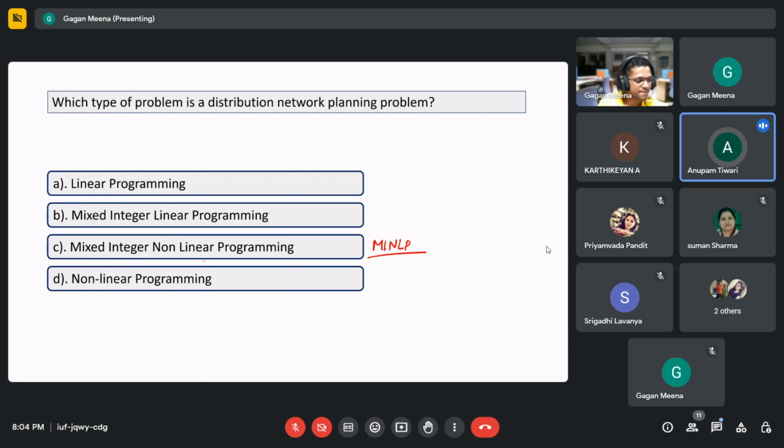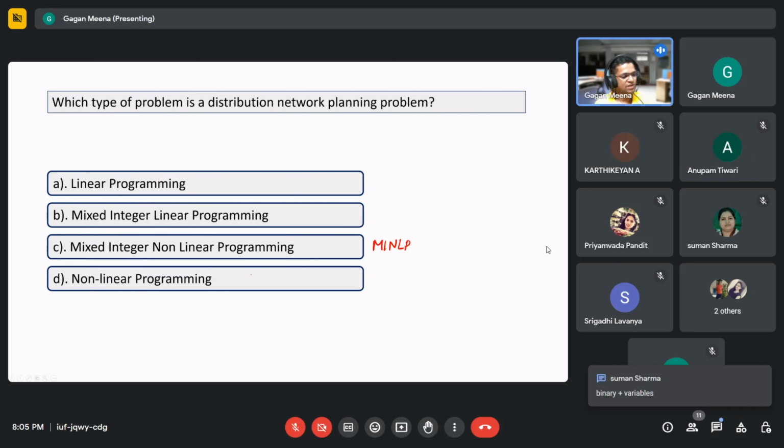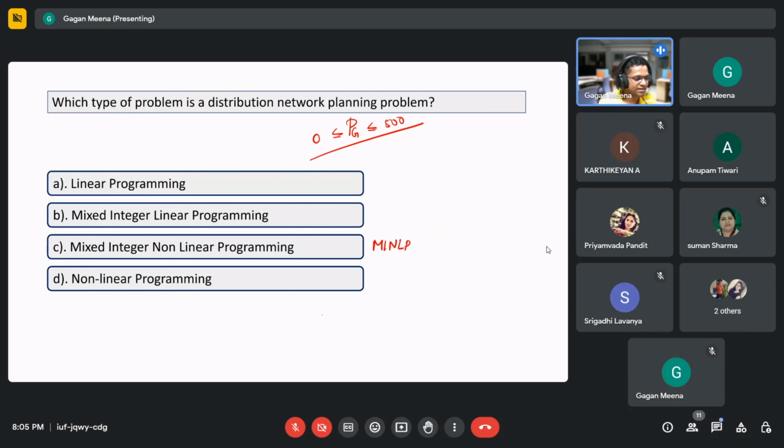See, generators, their capacity is in integer. It is not fractional. No, it can be. That is not a. Even if capacity is integer, let's say it's 500, that will not create problem, because it's a continuous variable. Generator capacity, which is PG, it's a continuous variable. It may be between 0 to 500. It can take any value between 0 to 500. Yes, Suman has correctly answered.